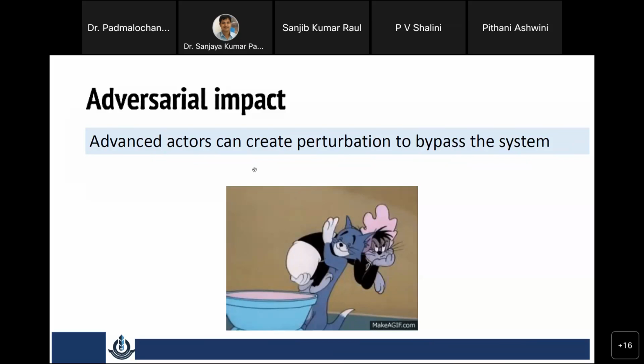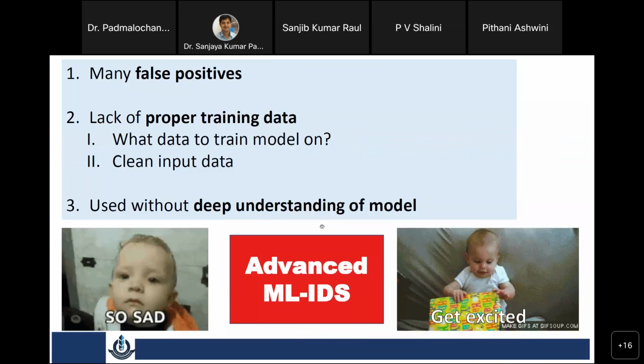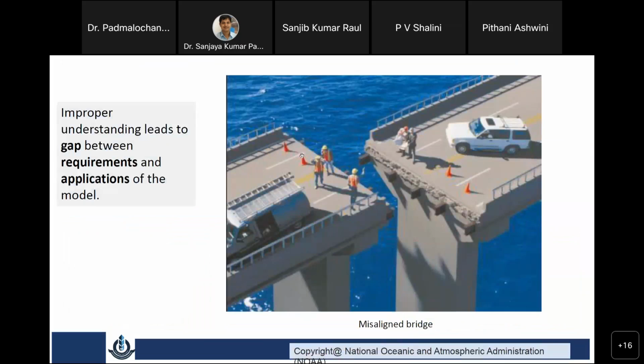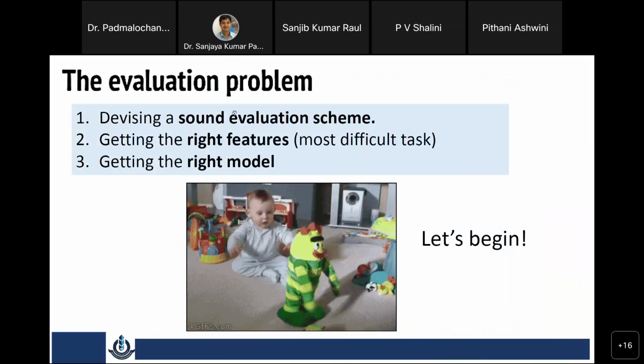Otherwise, even small changes in the packet may not match with any of the existing signatures, so it will bypass your intrusion detection. Okay, so that has to be understood clearly. So therefore, we have to devise a sound evaluation scheme. We need to select good features and the right model for the intrusion detection system.